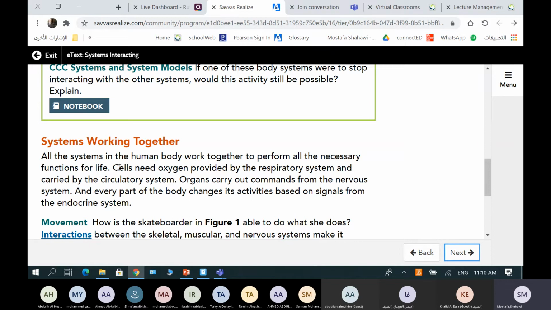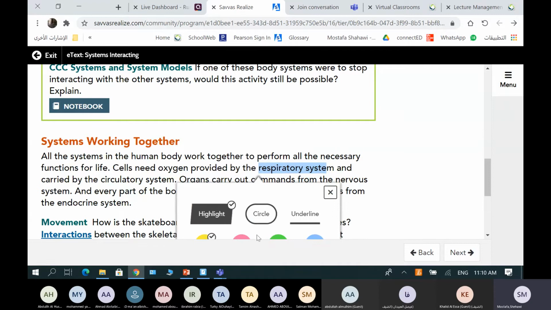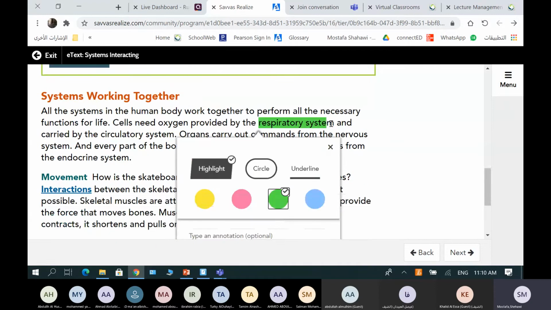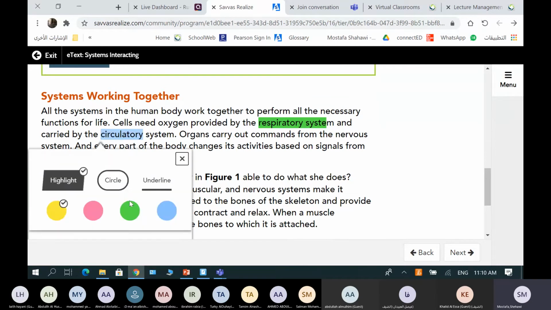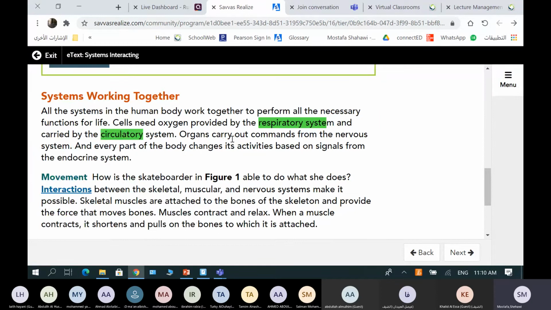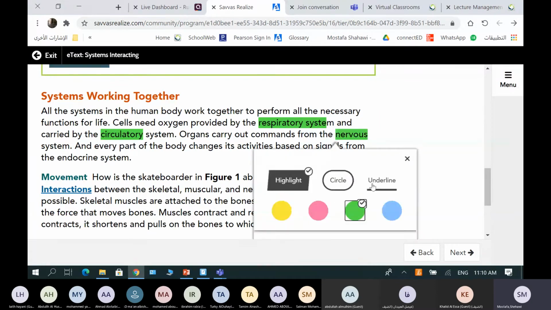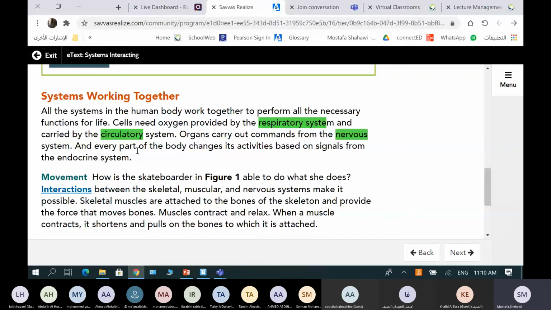Let's see the systems included in this movement above here. Cells need oxygen provided by the respiratory system. So the respiratory system is involved. Carried by the circulatory system. Oxygen will be carried by the circulatory system. And the commands from the nervous system. The nervous system is included. And every part of your body changes its activities based on signals from the endocrine system.